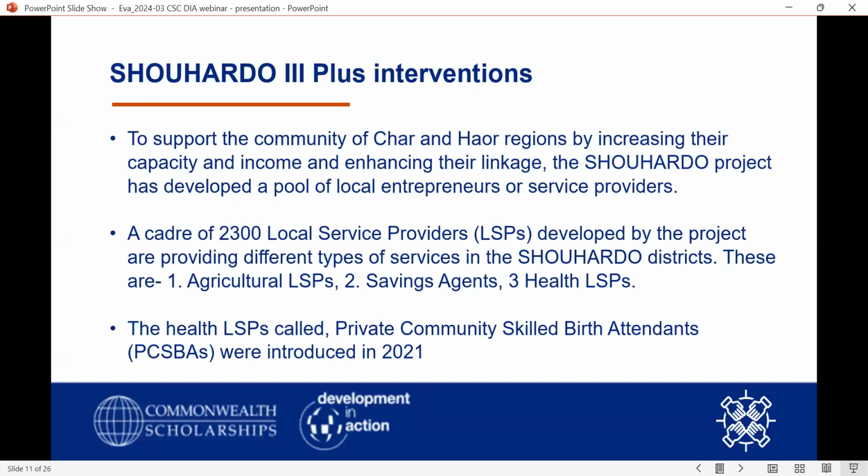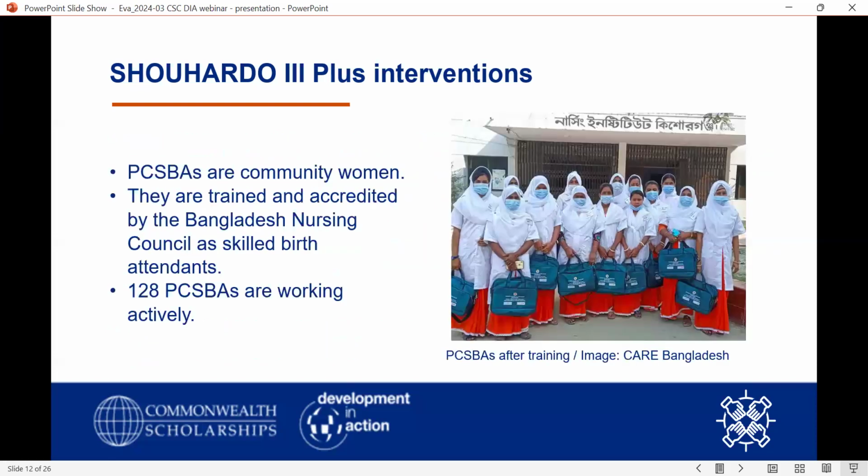The health LSPs are called the private community skilled birth attendants, or PCSBAs. These PCSBAs were introduced in 2021. So actually, who are these PCSBAs? These PCSBAs are women entrepreneurs. They're selected from within the communities and serve as the local service providers. They received 6 months of training from the Bangladesh Nursing Council as skilled birth attendants. So this project has already trained 143 women as PCSBAs, but some dropped out, and currently we have only 128 PCSBAs. They're working in the Chor and Haur regions.